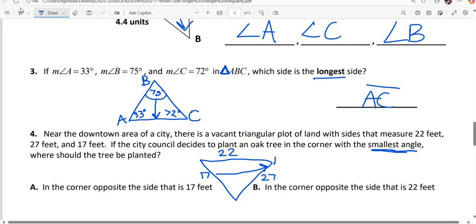draw yourself a little tree here. So is the answer A or B? Is it opposite 17 or opposite 22? What do you think? Opposite 17. Okay, circle A, call it a day.